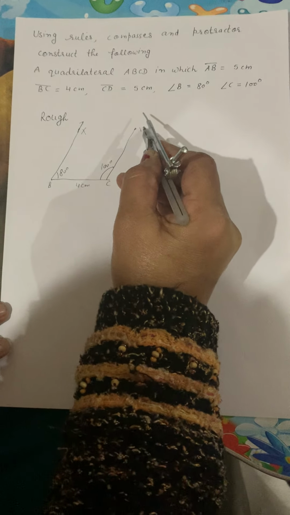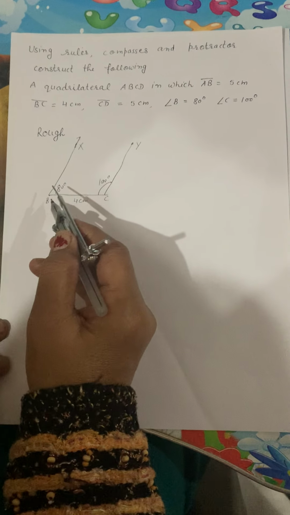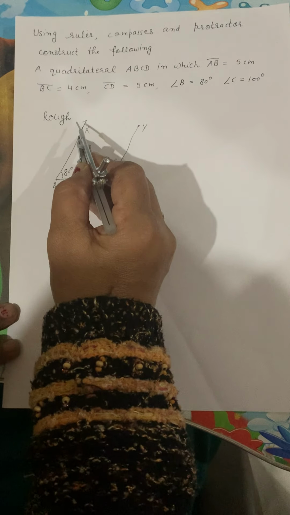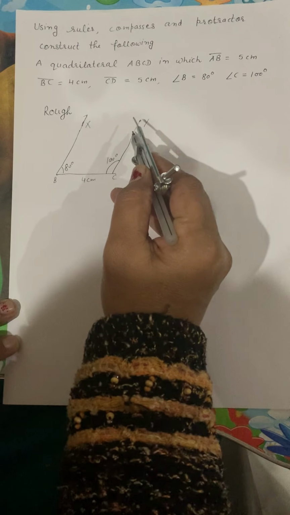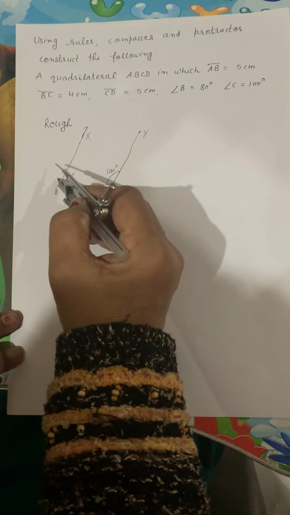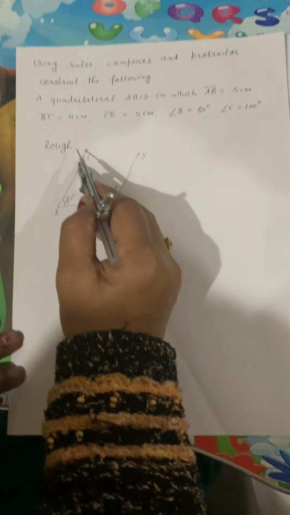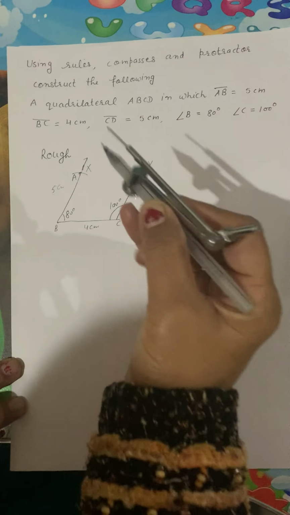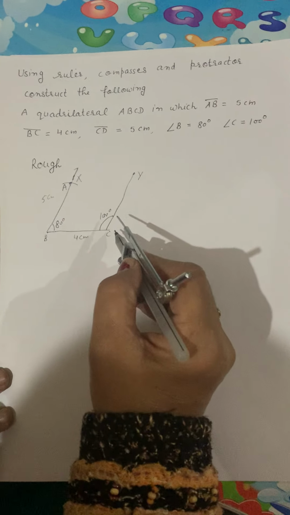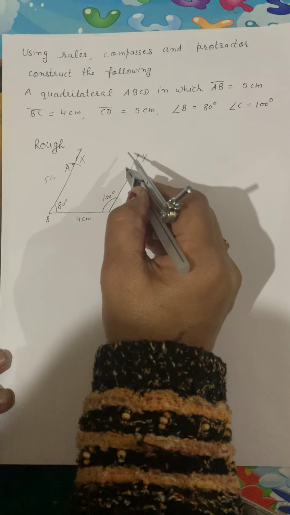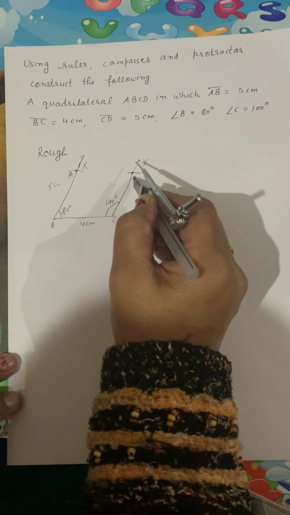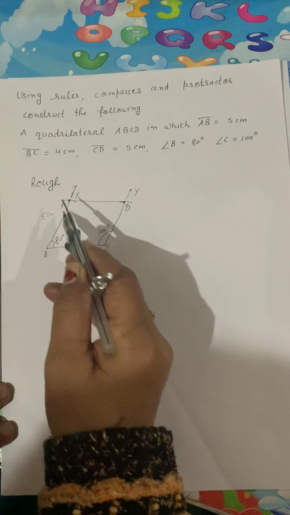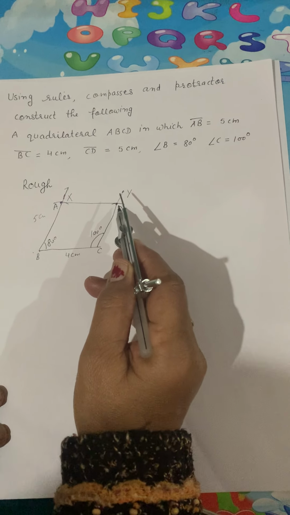This point is Y. You have to cut BX. Here the point will be A and here the point will be D. Now it will be AB. AB is 5 centimeters. This point is A. This is CD and CD is 5 centimeters, the same. This point will be D. And you have to join A with D. ABCD is the required quadrilateral.